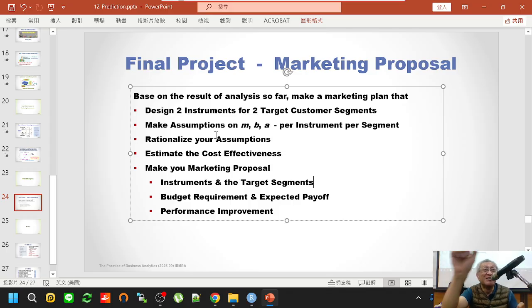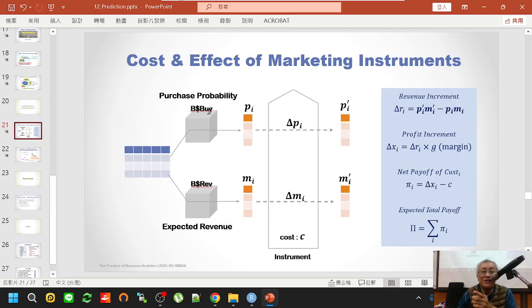Next week I will give you some tool, so you can actually adjust the cost effectiveness of the marketing instrument with these parameters. I'll explain that later, okay? And then I want you to rationalize your assumption, and evaluate the cost effectiveness, because you already know the buying probability, and you already know the expected revenue for every customer. This underscript represents each individual customer, right? So for every customer, you know the probability P, you know the buying amount M, right?